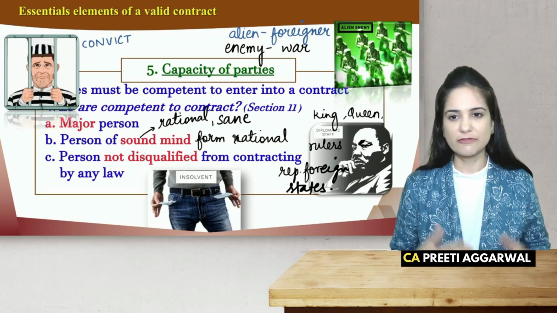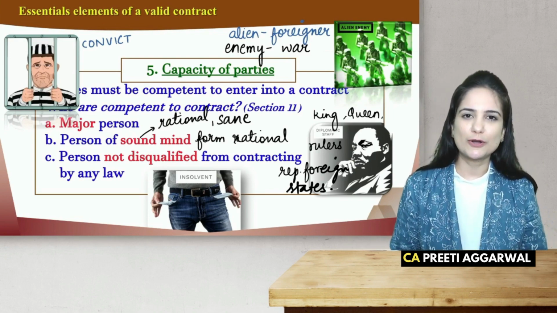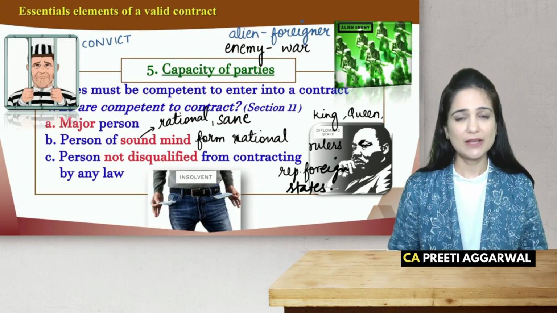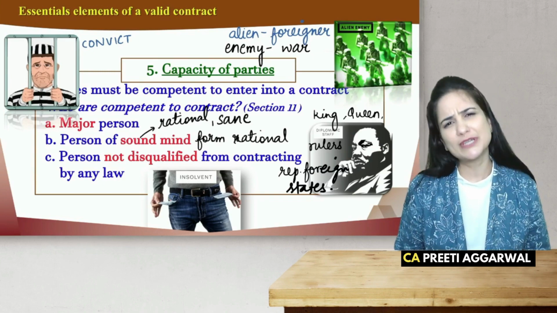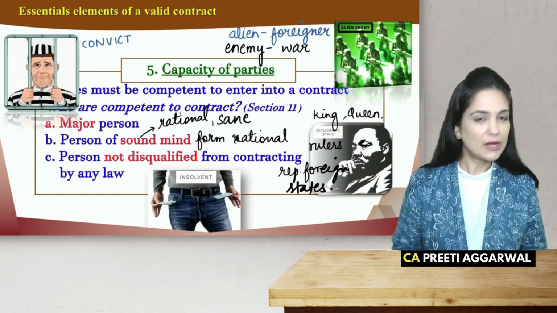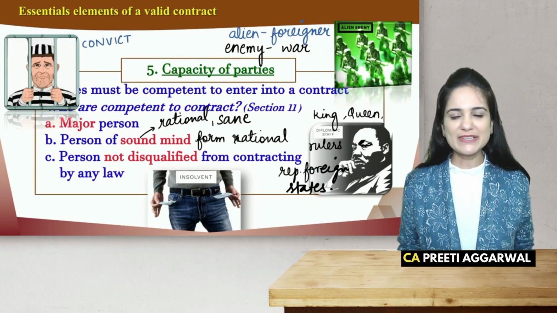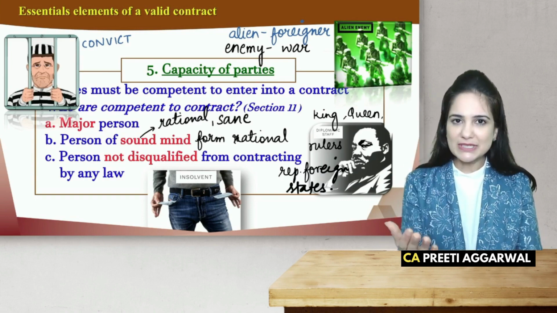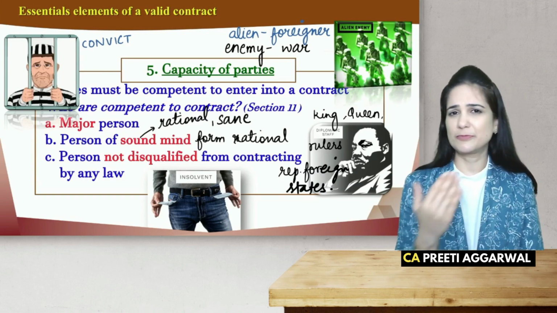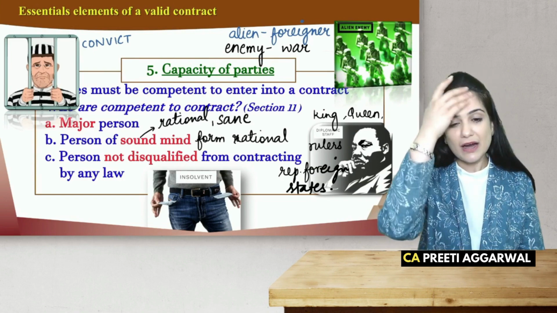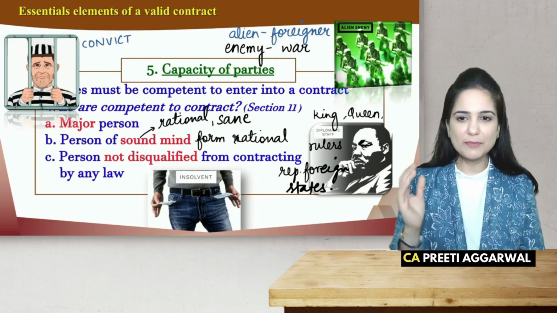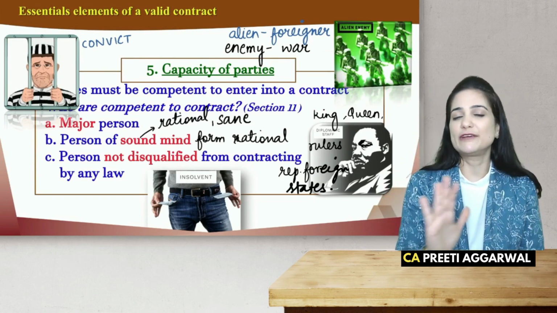Why? Imagine you have entered into a contract with the Queen of England. She fails to perform the contract. Can you put her behind bars? Can you take legal action? No, she's the queen. How can we take legal action? So they have immunity because of their status, like the prime minister, the president, the diplomats. They are our guests when they come to India. They have immunity. You cannot file a case. They are disqualified from contracting.